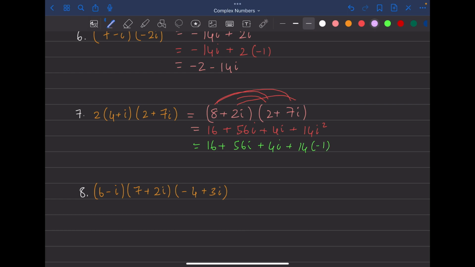Let's combine the like terms. This is equal to, if you combine 16 and negative 14, that is 2. And then 56i plus 4i is positive 60i. And that's it. We're done with this question.